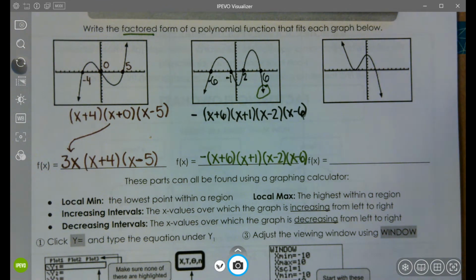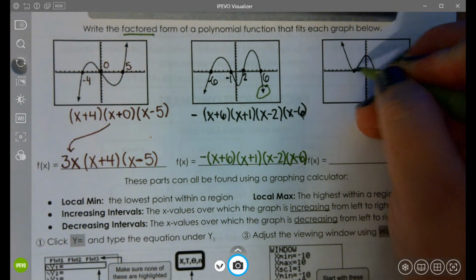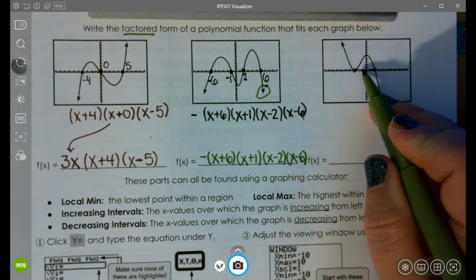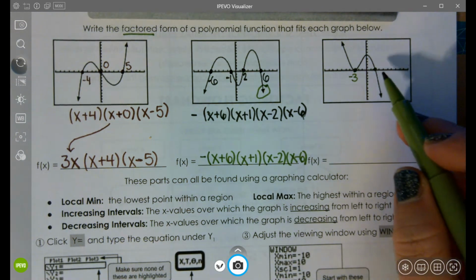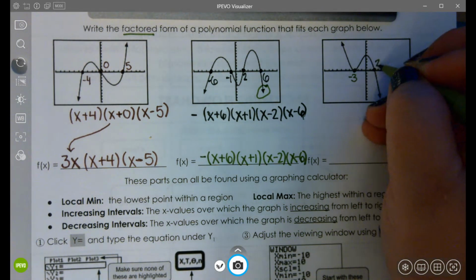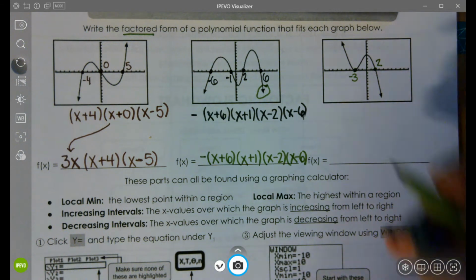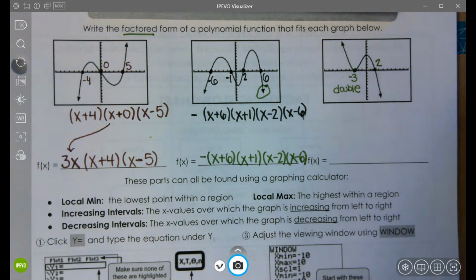Alright, let's talk about this very last one over here. Looks like we've got a 0 here and here. So this one's at negative 3. And this one's at 2. And then notice how the one at negative 3 doesn't go all the way through the x-axis. It sort of bounces off. That means that negative 3 is going to be a double root.